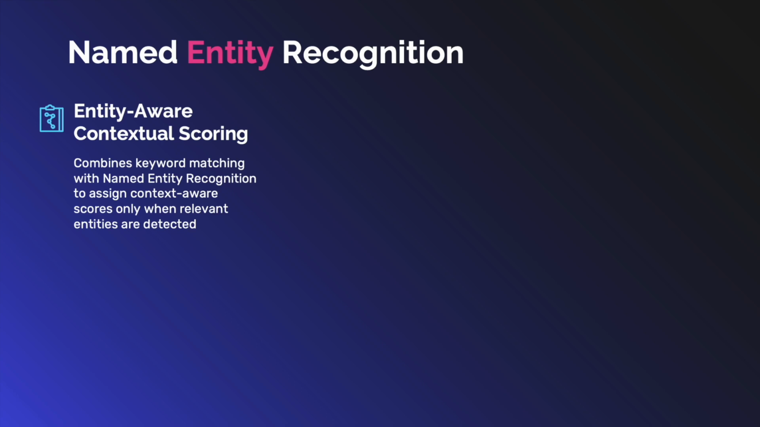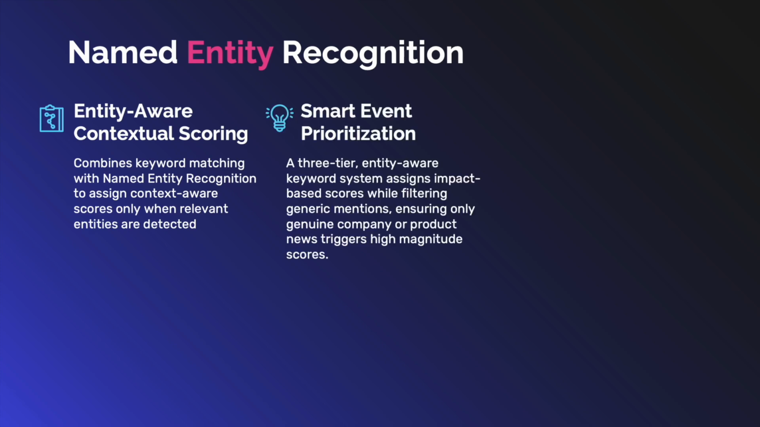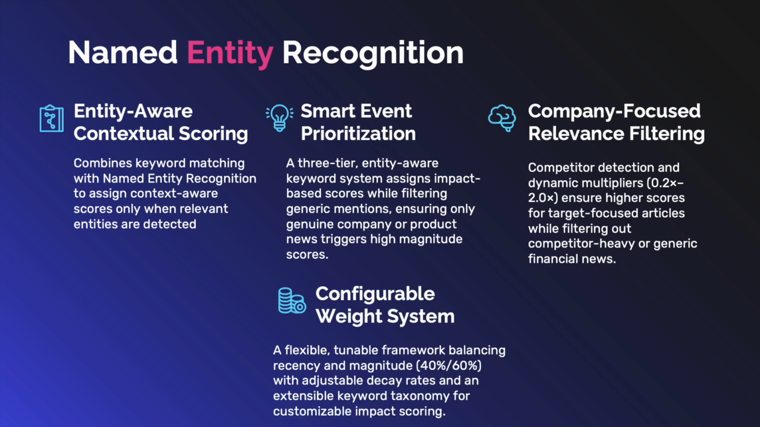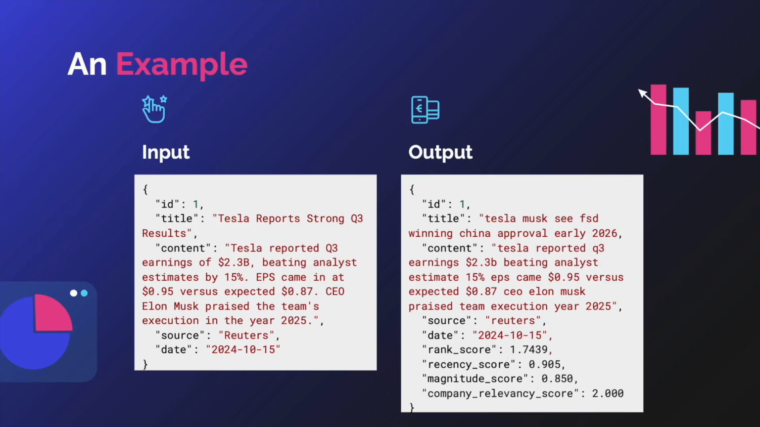This NER integration powers 3 key capabilities: entity-aware contextual scoring, which prevents false positives; smart event prioritization that ranks only genuine and newsworthy events; and company-focused relevance filtering. This detects competitors and applies dynamic multipliers to ensure we're analyzing the right company. Finally, we have configurable weights, a flexible framework with tunable recency magnitude balance and adjustable decay rates for different use cases. So from this input, our output will give the corresponding scores and will rank the articles accordingly.